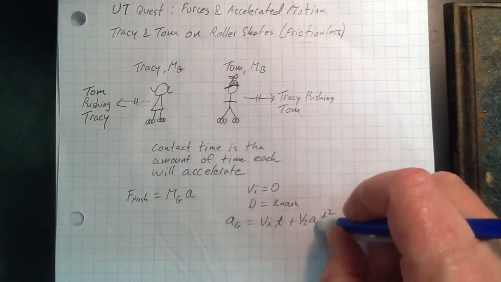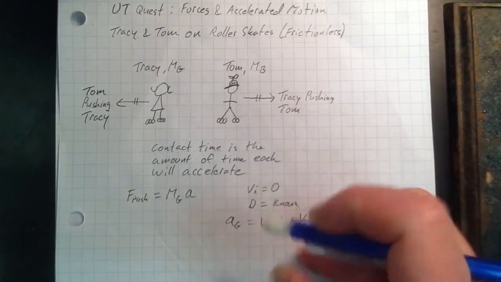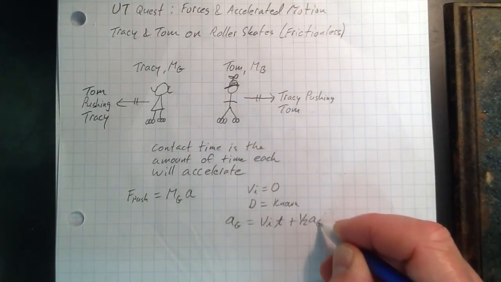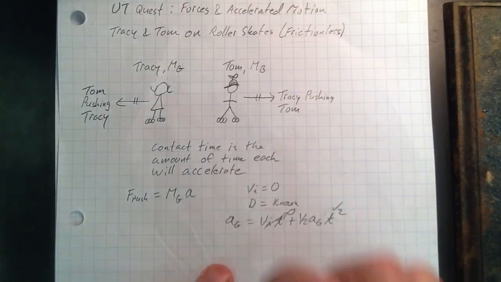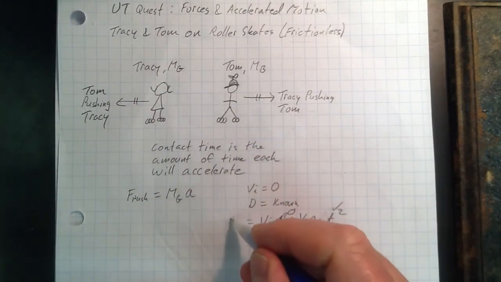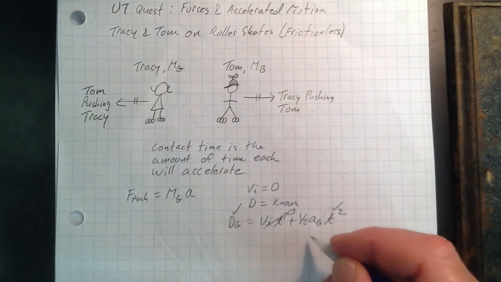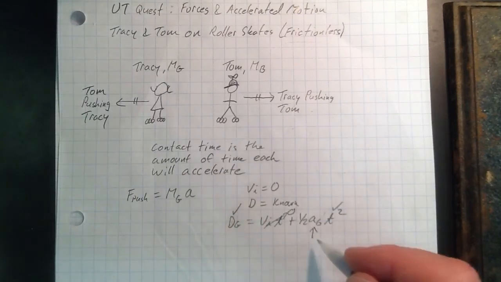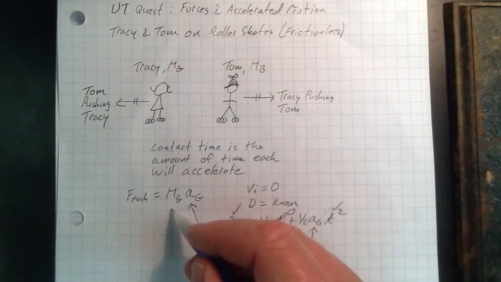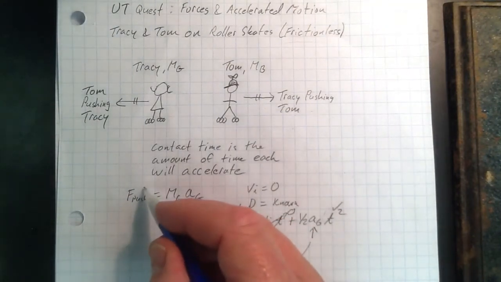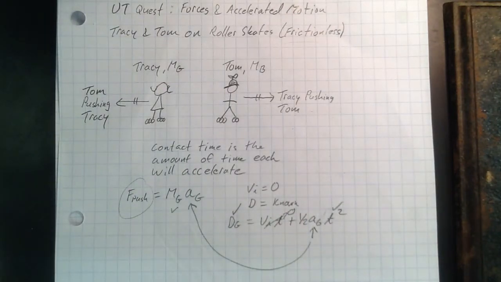Okay, so this allows me to solve for the acceleration of the girl. This is given as the contact time. They are initially at rest, so this is 0. The distance that the girl travels is known. So what I'm after is this acceleration. When I have this, I can plug it into Newton's second law. I'm given the mass, and now I know the force that must have been pushed on Tracy to make her accelerate at this rate.